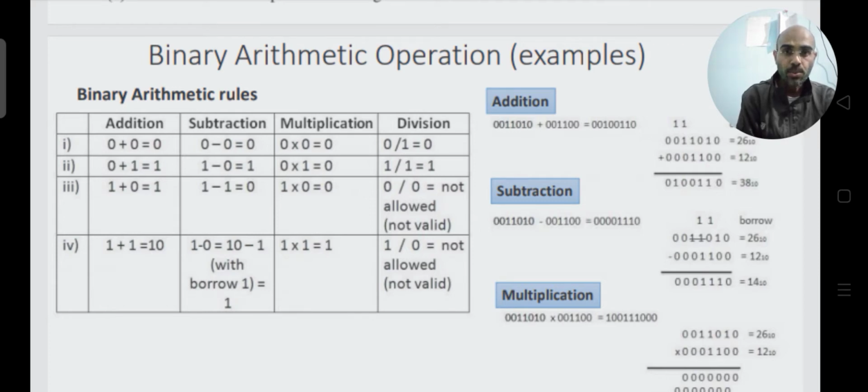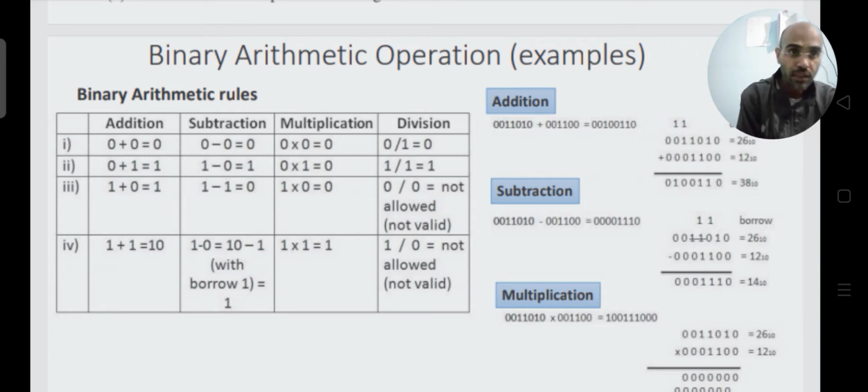So to do 0 minus 1, we have to borrow from somewhere. The borrowing part has to be taken, and if we get the borrow from somewhere, then it becomes 10 minus 1. And 10 is equal to 2, so 2 minus 1 will be equal to 1.